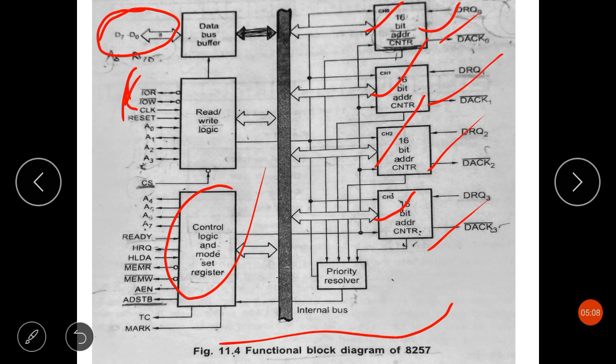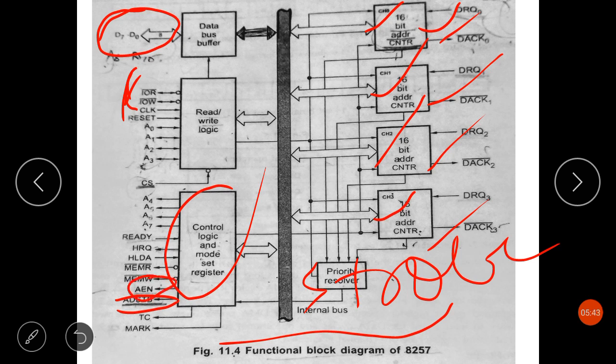There is a pin ADSTB, that is the address strobe pin. This signal is used to demultiplex the higher byte address and data using an external latch. I am again repeating, this signal is used to demultiplex the higher byte address and data using an external latch. And then we have address enable, that is AEN.